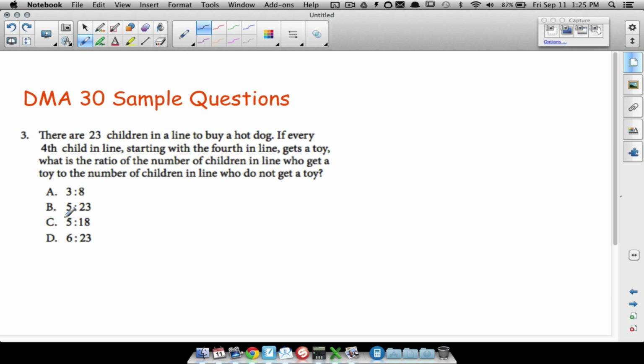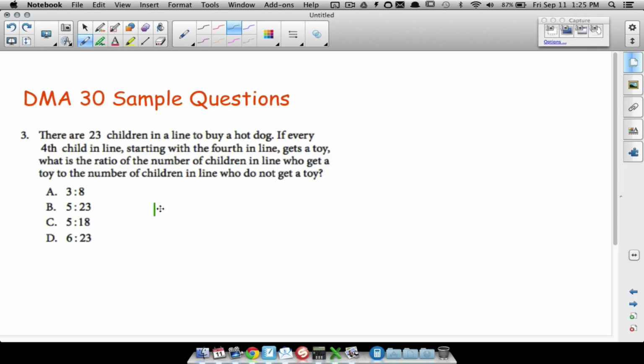Number 3. There are 23 children in a line to buy a hot dog. If every 4th child in line, starting with the 4th in line, gets a toy, what is the ratio of the number of children in line who get a toy to the number of children in line who do not get a toy? Well, here's one way you can do it because this test is not timed.